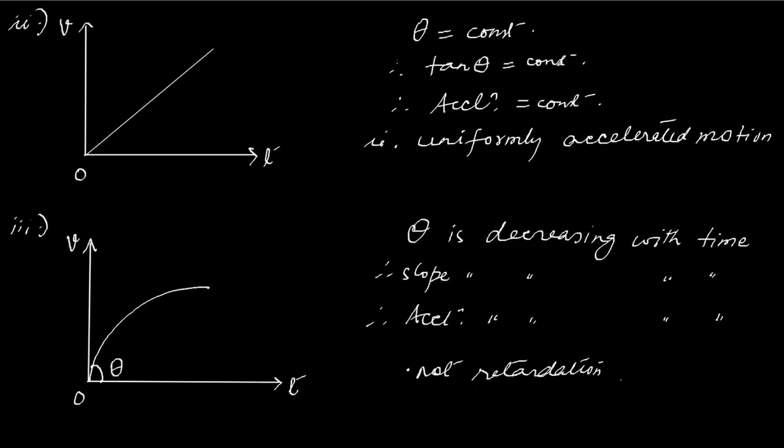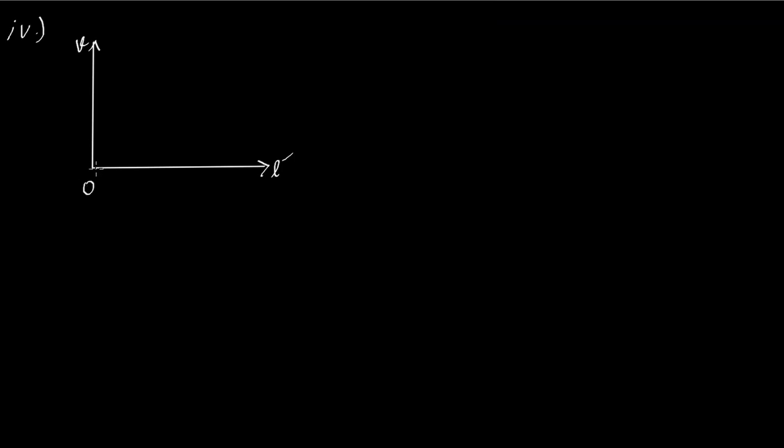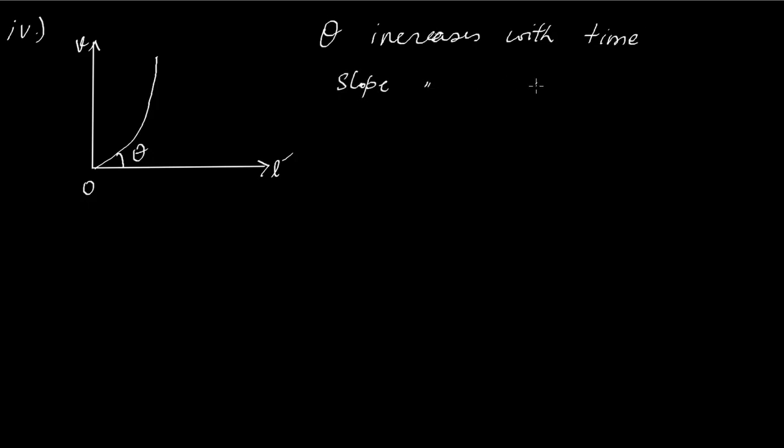Next page. What number was that? That was number 3. So now it will be number 4. Number 4 again. Velocity time. If it is like this, then theta increases with time, so that means slope increases with time, so therefore acceleration increases with time. Okay, it goes on increasing with time.